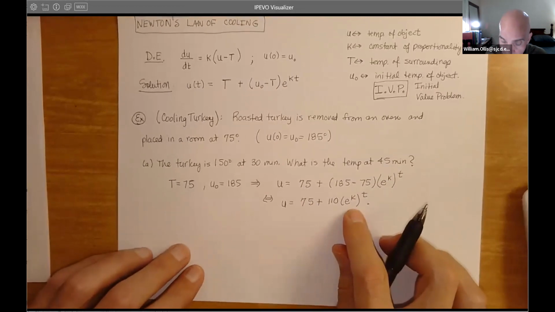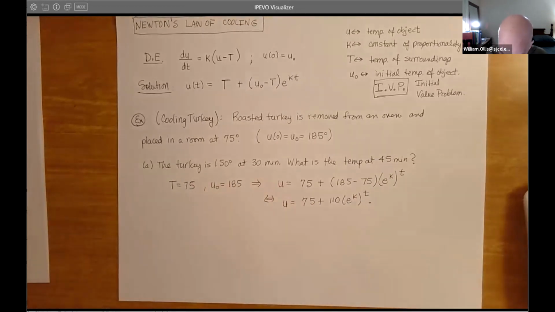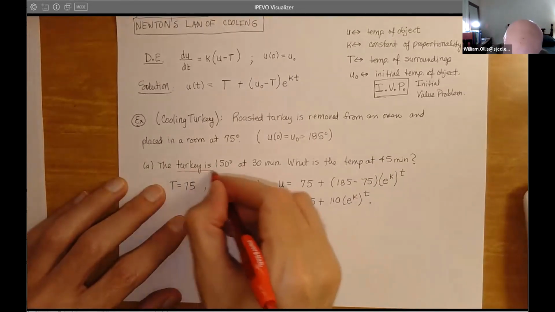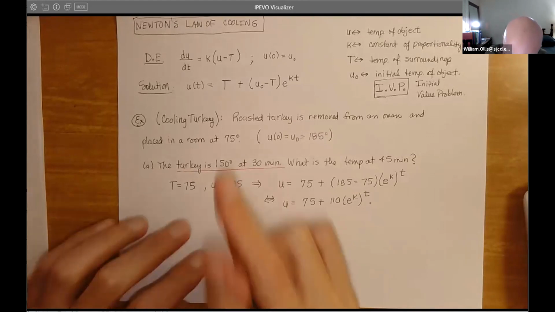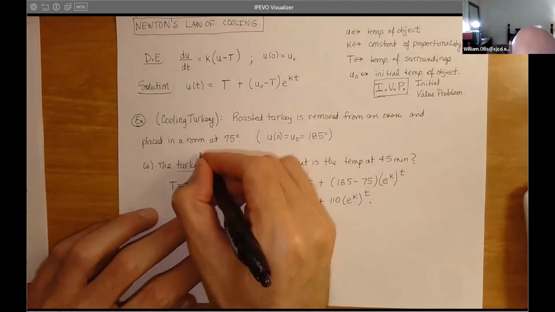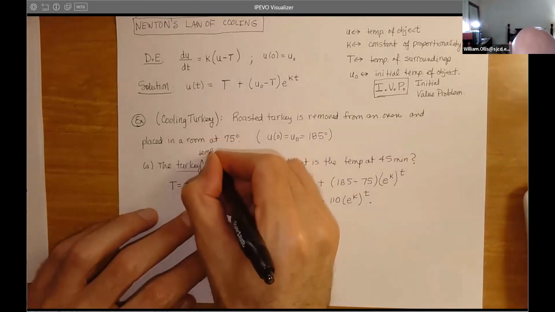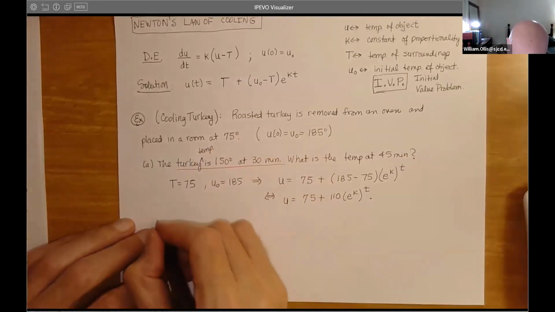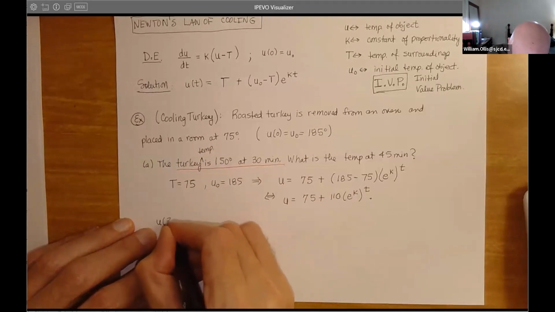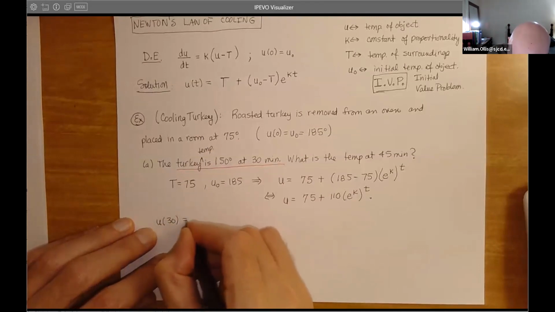Now, of course, we need e to the k, so we go to our problem and see that we have another condition right here. The turkey temp is 150 at 30 minutes. So we know that U of 30 equals 150.